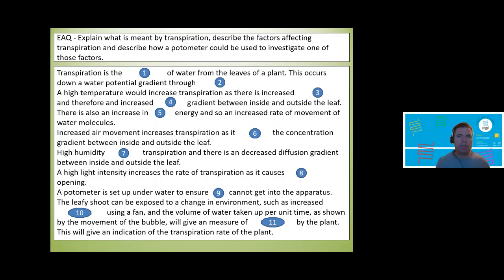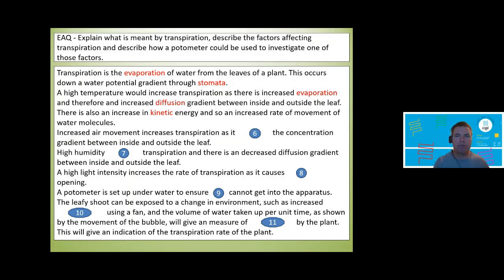So I got here, transpiration is the evaporation of water from the leaves of a plant. This occurs down a water potential gradient through stomata. A high temperature would increase transpiration as there is increased evaporation and therefore an increased diffusion gradient. You could have said concentration gradient between inside and outside the leaf. There is also an increase in kinetic energy, sort of an additional point with temperature that I mentioned.